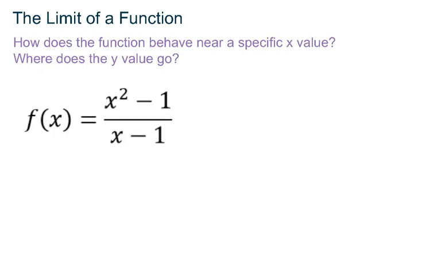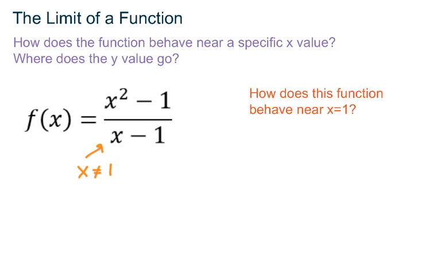So let's consider this rational function. Here we have f of x equals x squared minus 1 divided by x minus 1. And we know that rational functions have undefined values. In this case, x is not allowed to equal positive 1. So my question would be, how does this function behave near x equals positive 1?